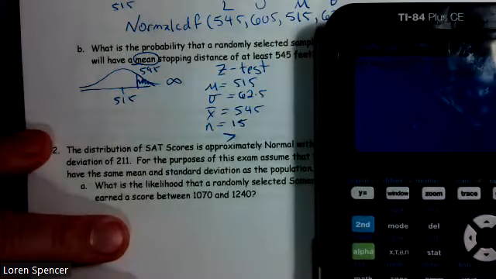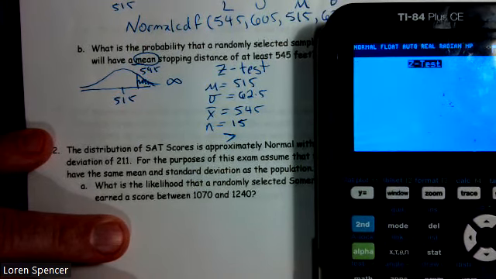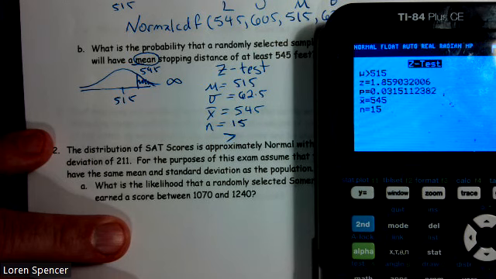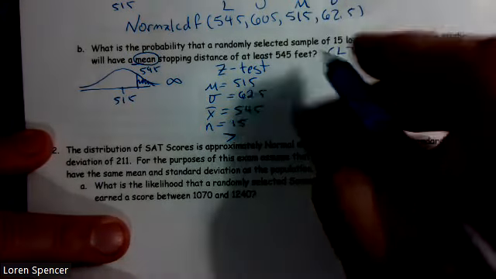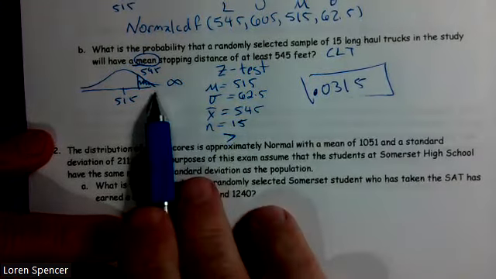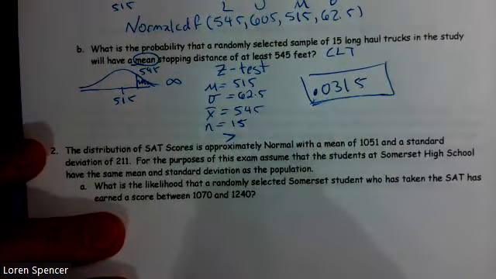So now we're going to go to the calculator and drop that in there. We go stat, arrow over to test, and z-test pops up. Our mean in this case is 515, our standard deviation 62.5, our X bar 545, our sample size is 15, and we need greater than highlighted, and I have that. When we do that, we find out that there'd be a 3% chance, 0.0315. All right, so we need to have the picture, the calculator commands, and of course the resulting probability for full credit.